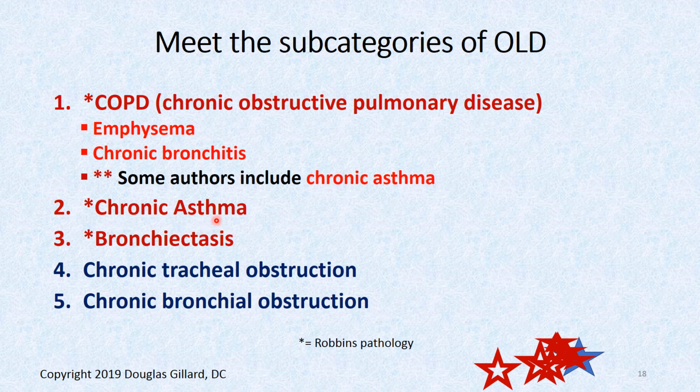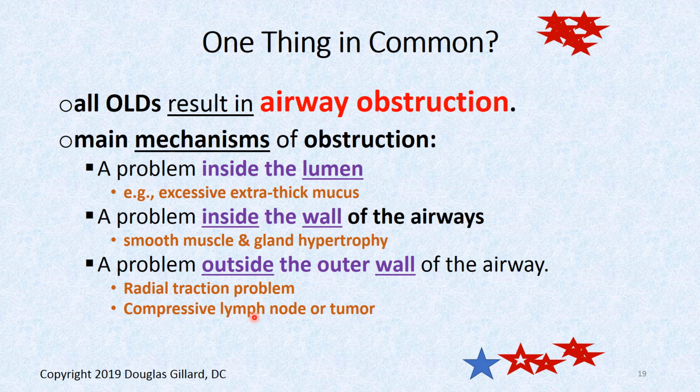Another one is chronic asthma. I have a video on YouTube you should watch before boards on that. We're not going to get to any of these this quarter. Bronchiectasis is another big one here. Chronic tracheal obstruction from maybe congenital stenosis or maybe a tumor. There's things that can do that. Chronic bronchial obstruction is the same. But these are all forms of obstructive lung disease.